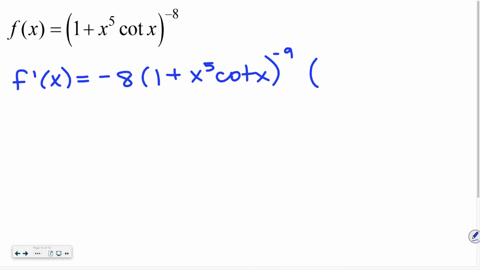Times. Now we have to take the derivative of the inside. What's the derivative of 1? 0. Perfect. Plus x to the 5th times cotangent of x. What do we need to use? The product rule. So the derivative of the first function times the second plus the first function times the derivative of cotangent would be what? Adrian, you're looking it up. Negative cosecant squared.